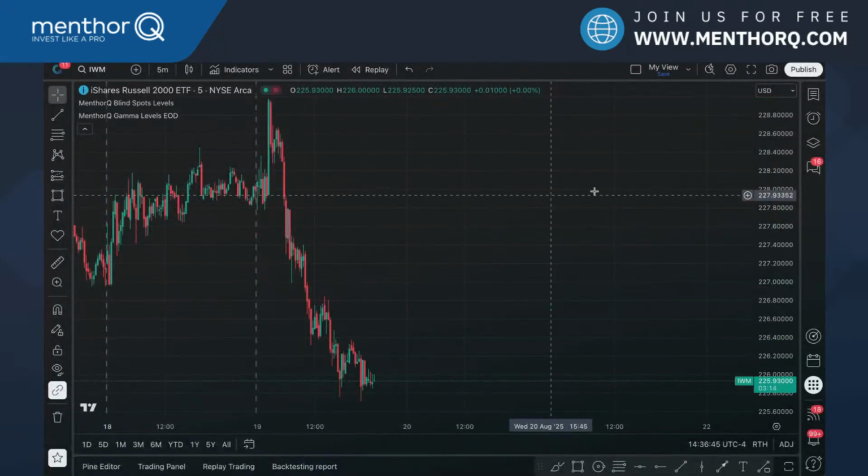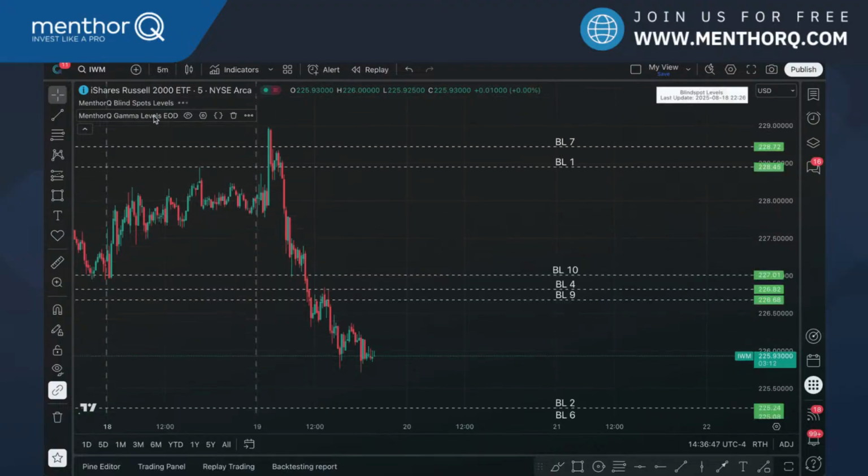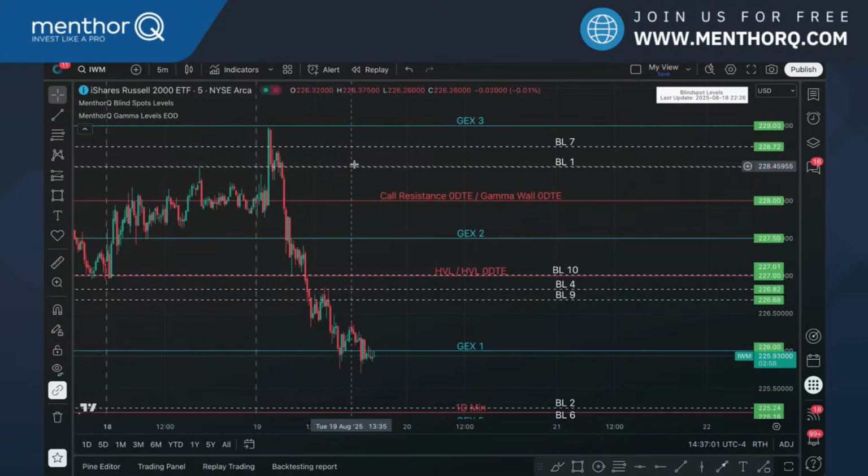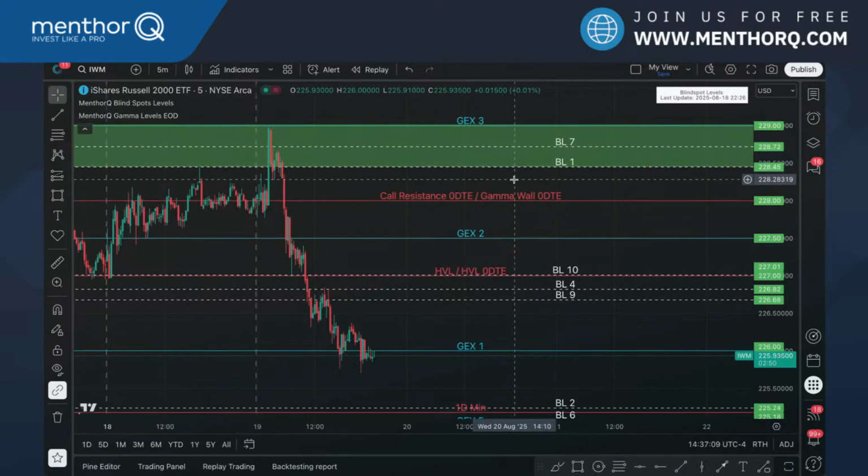Let's look at another example, IWM. So IWM, again, we opened higher, we went all the way through, tried to break our BL7, we couldn't break, so we had a very important area here, and then we went all the way down there. Confirmed with gamma levels, we not only have our blind spots, we also have a very big gamma level here, so this could have become a very nice area for potential entry, potential exit, and so on.